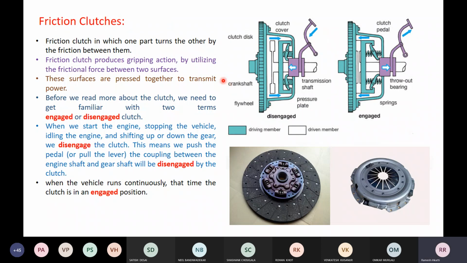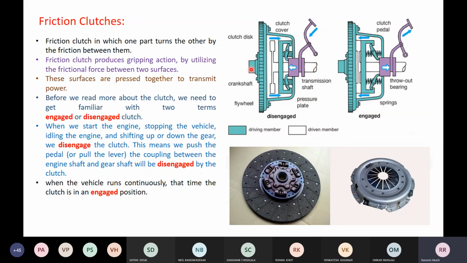The next one is the friction clutches. Here you can see, as I told you, the clutch disc. These are the friction linings which are fitted on the disc, and this is the pressure plate. What do you mean by friction clutch? As the name indicates, it is going to rotate. This is the driving shaft and this is a driven shaft.